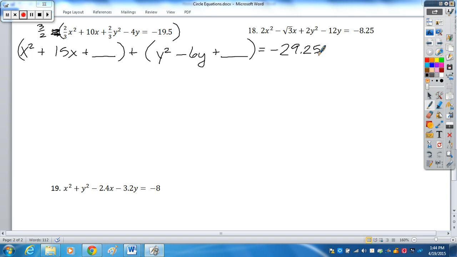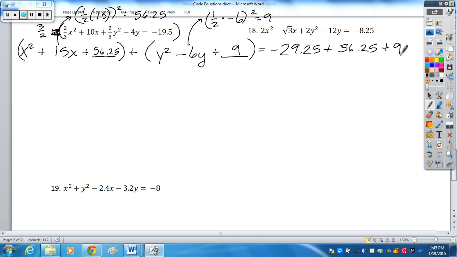Okay? All right, so again, we're going to take half of b, half of 15, and we're going to square that. So half of 15 is 7.5. 7.5 squared is going to be 56.25. And we're going to add that over here as well. Whatever you do to one side, you do to the other. Okay, and right here, I'm going to do half of -6, and we're going to square that. And so we end up with a positive 9.